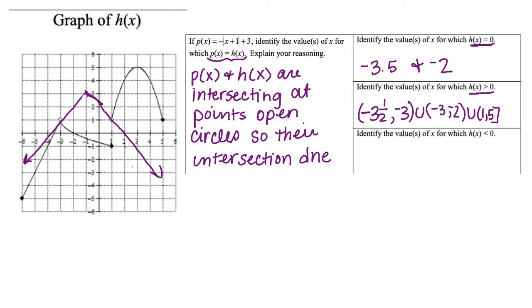Right, and then identify the values for which H of X is less than 0, so below the x-axis. You're going to start way back over at -6 and go to -3.5, and then union -2 over to 1, and 1 is included.